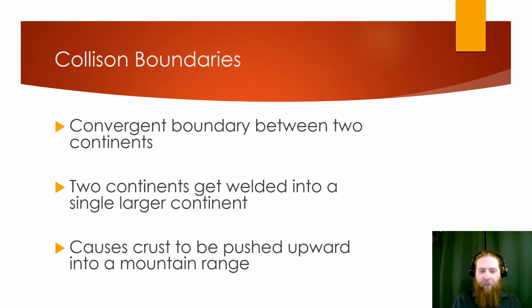All right, in collisions, these are when two big continents are coming together. They will get welded into a single larger continent. Usually this is when we get two continental plates coming together. As these two run together, they will cause these really big mountain chains at this place of convergence.